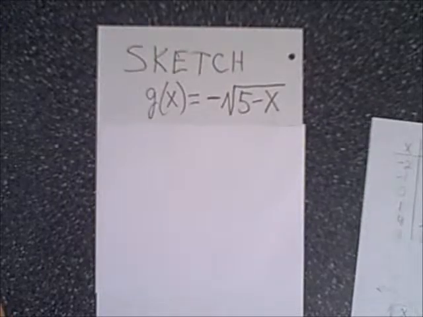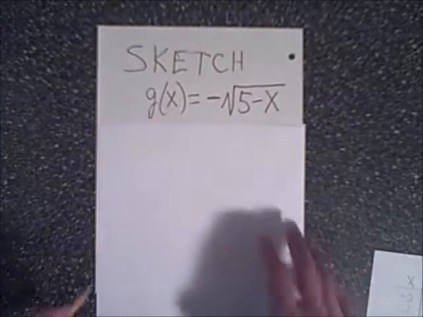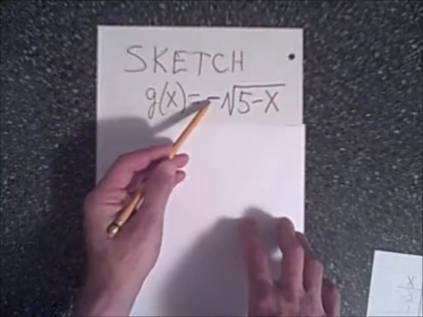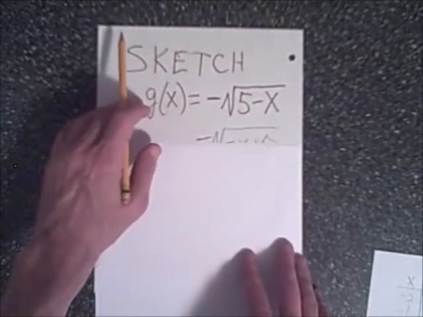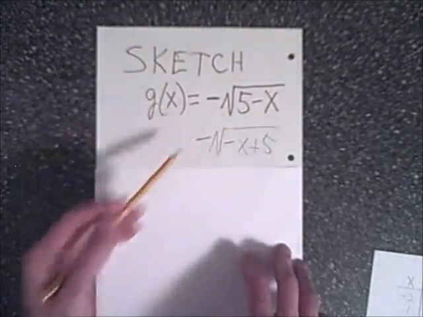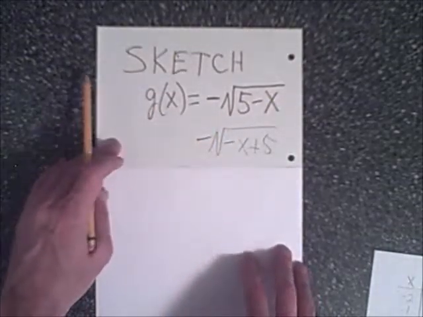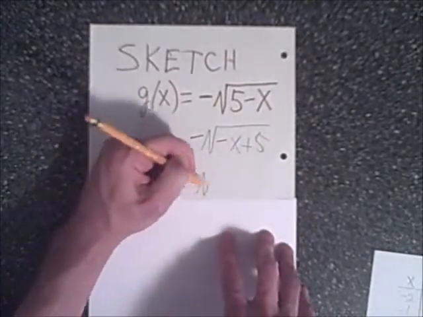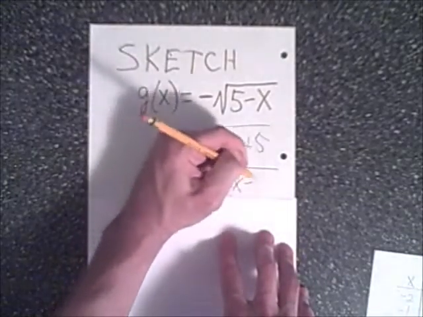So let's take a look first. The first thing I'm going to do actually is I like to rewrite this. Let's make this inside part negative x plus 5 instead, okay? I just want to do that to try to get this to look like the square root of x. And then one last thing I'm going to do actually is I want to rewrite this and make this negative square root of negative times x minus 5.